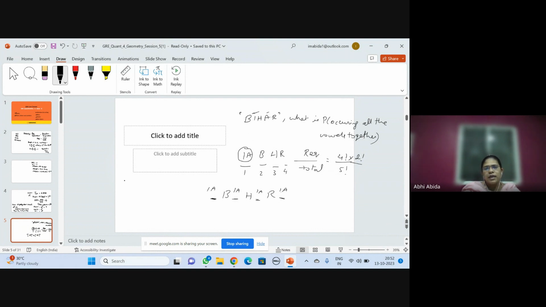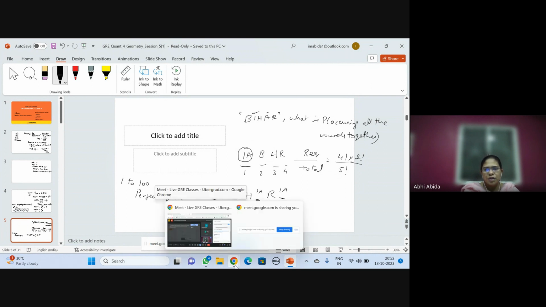Right. Next thing is regarding the probability of numbers. Let us say there are numbers from 1 to 100. The question here is, if any number is picked randomly from 1 to 100, what is the probability of getting a perfect square? This is my question. Anybody can answer this? If you have the answer, please put it in the chat box.